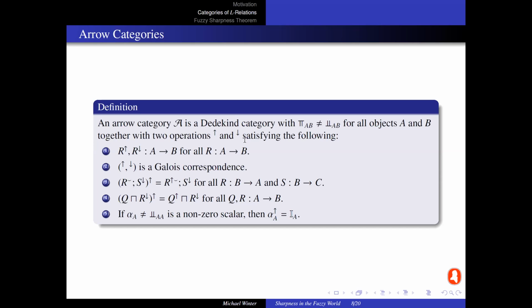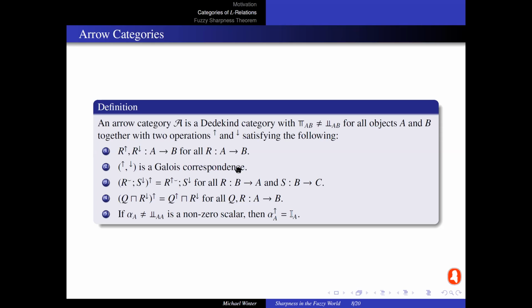Intuitively, what they mean is that the up arrow changes the relation by modifying every truth value, every membership value of a pair in the relation. If it's not 0, it moves it up to 1. And the down arrow does the opposite: if it's not 1, it moves it down to 0. So they are also sometimes called support and kernel of a fuzzy relation.